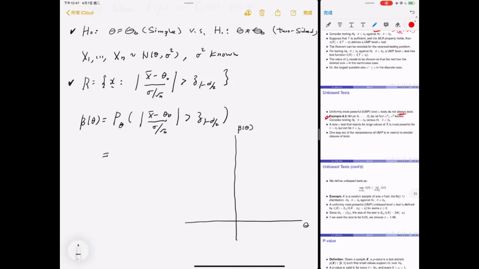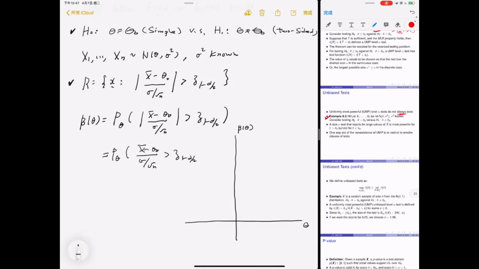And tell me what it looks like if this is a power function of theta. Then you are going to evaluate. So what do you do? You are basically working on the probability inside. So I'm going to say x bar minus theta 0 divided by square root of n bigger than z 1 minus alpha over 2.